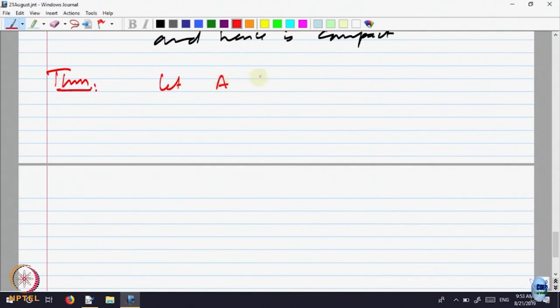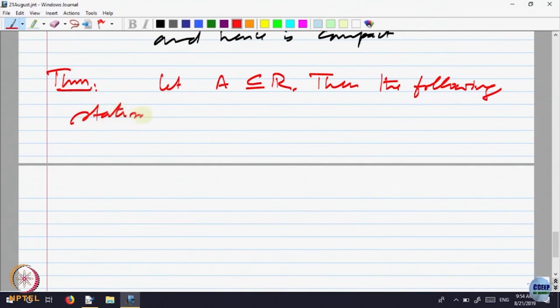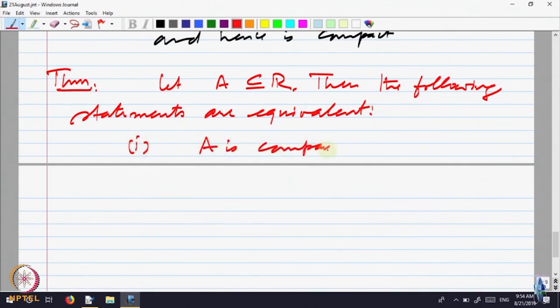Let A be contained in R. Then the following statements are equivalent. So, what are the statements? One, A is compact. Two, A is closed and bounded.